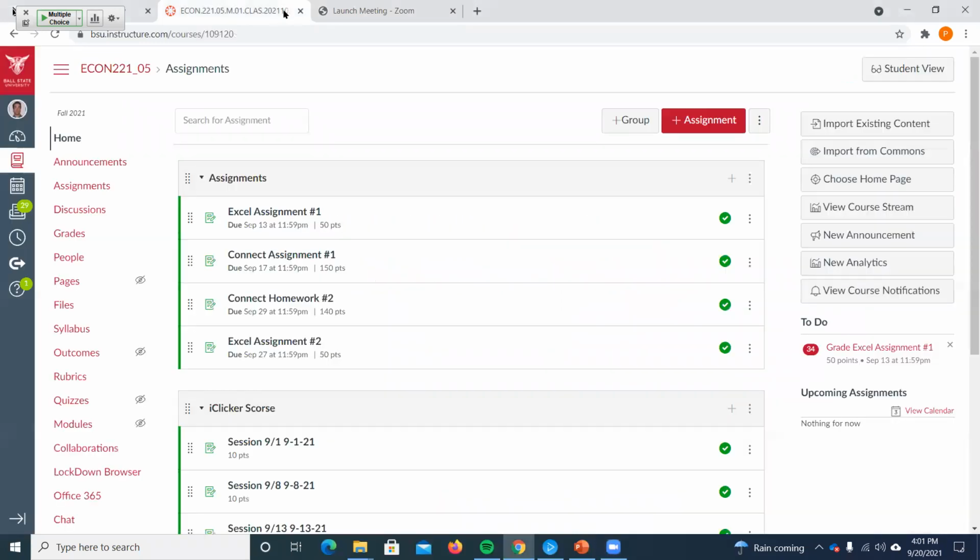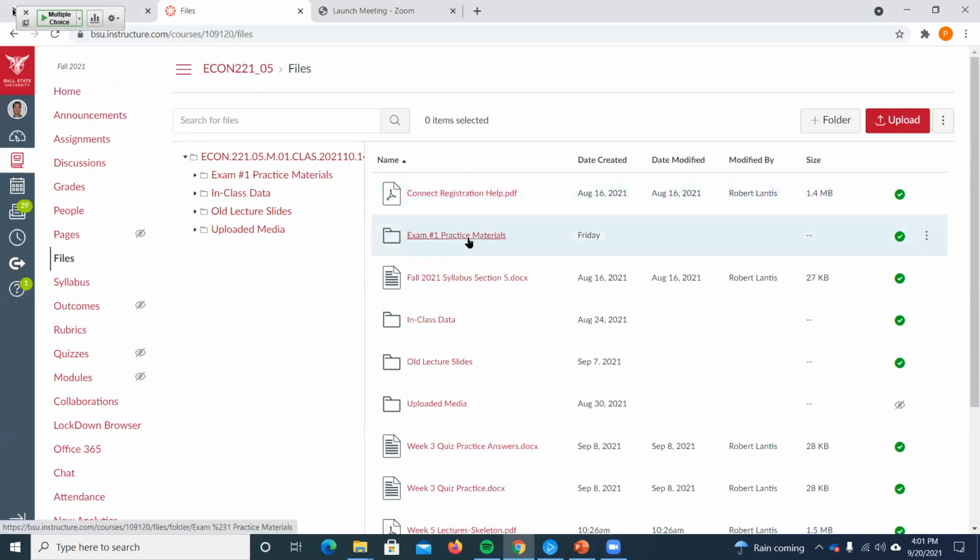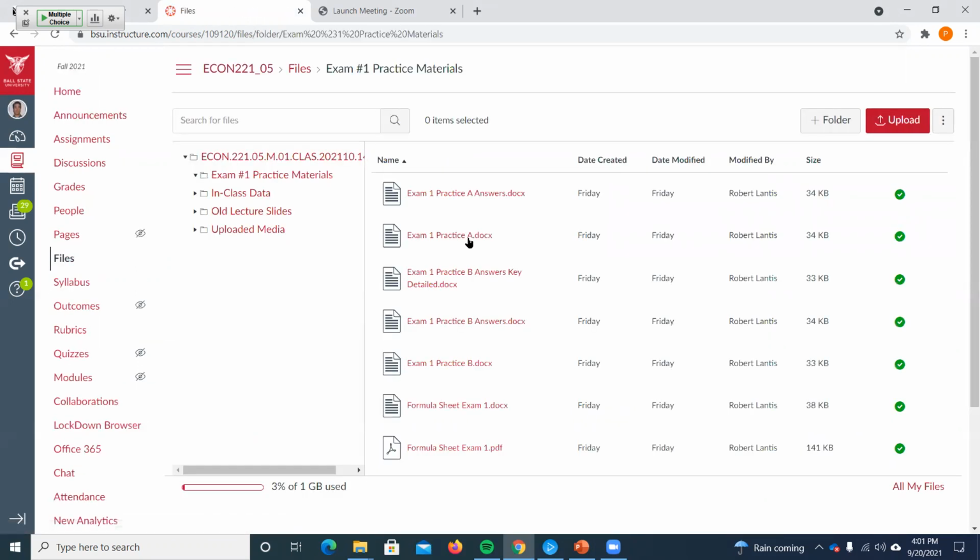All right. So a couple of things I want to point out before you get going. I put up a folder under the Files tab. It's got two practice exams as well as answer keys. One of them has more detailed answers because I worked through it. I will try to get up a detailed answer key for that other practice exam as well.